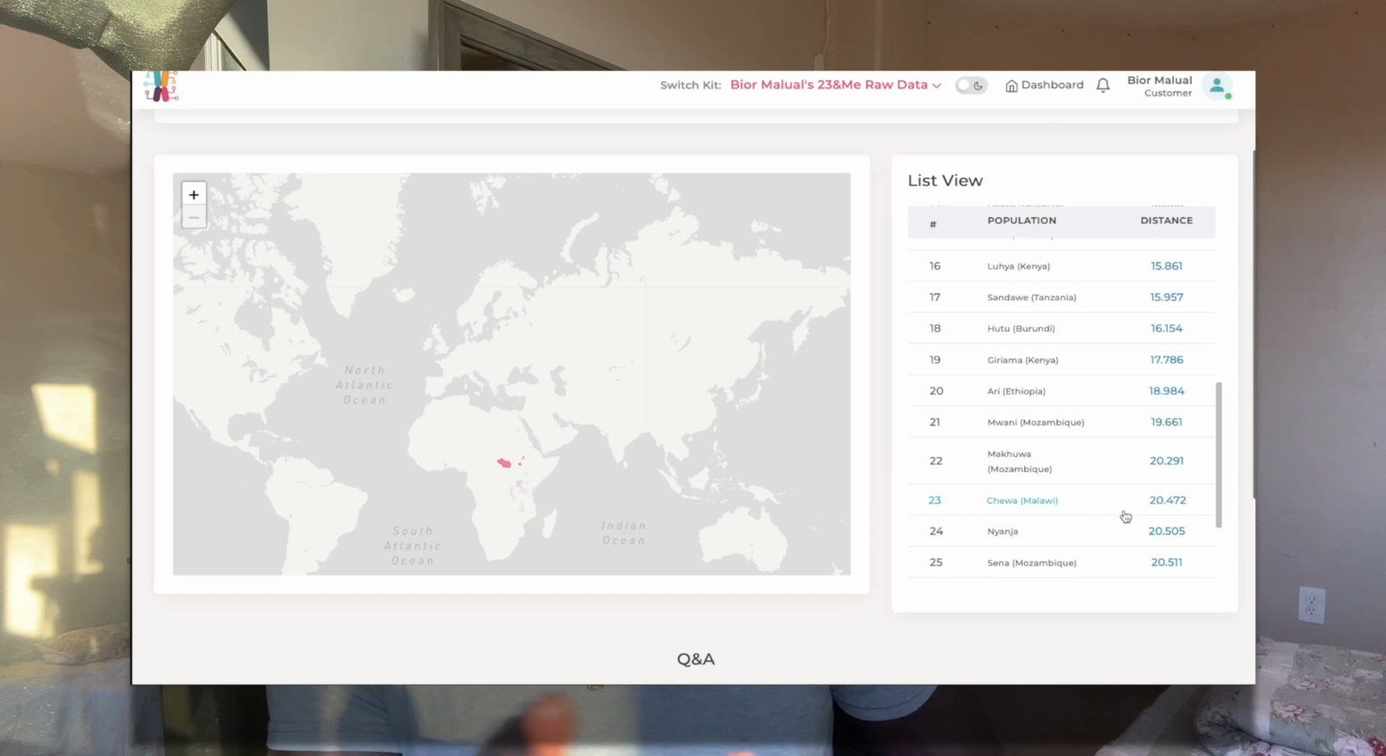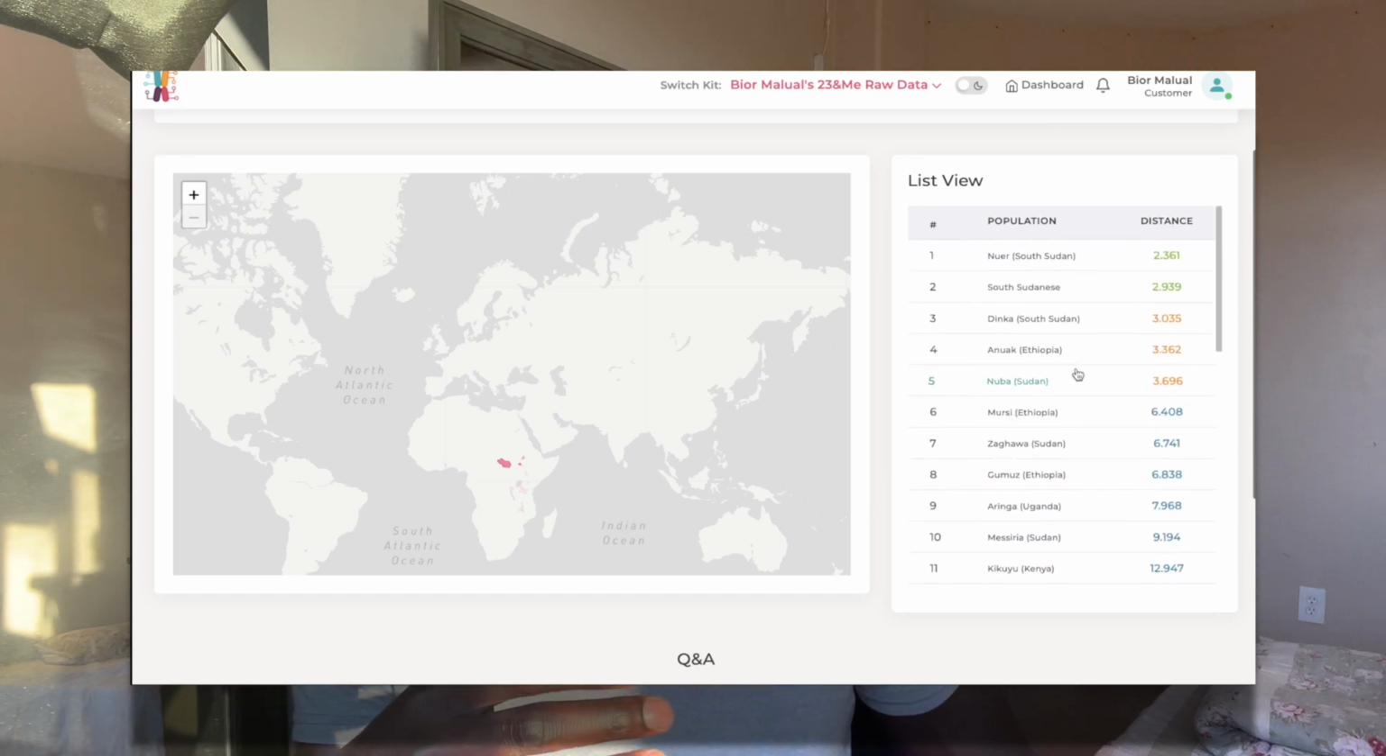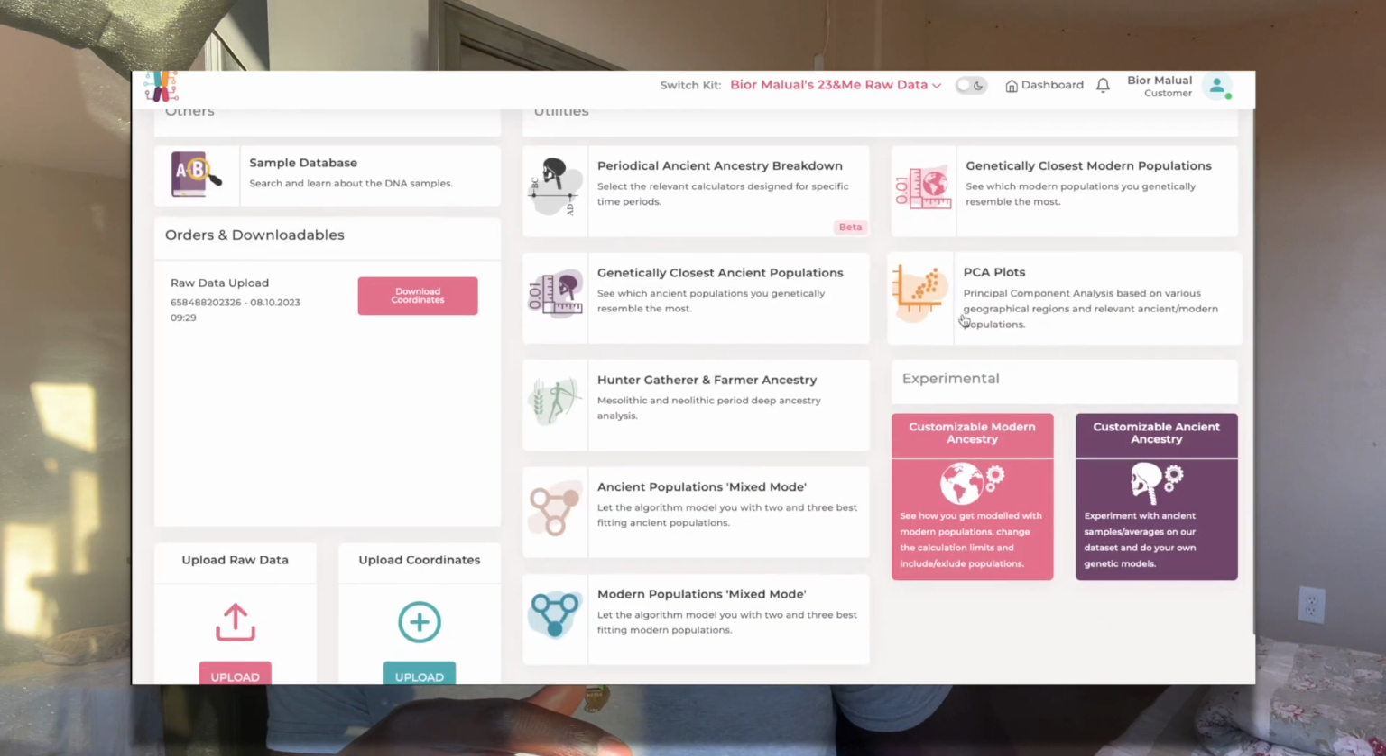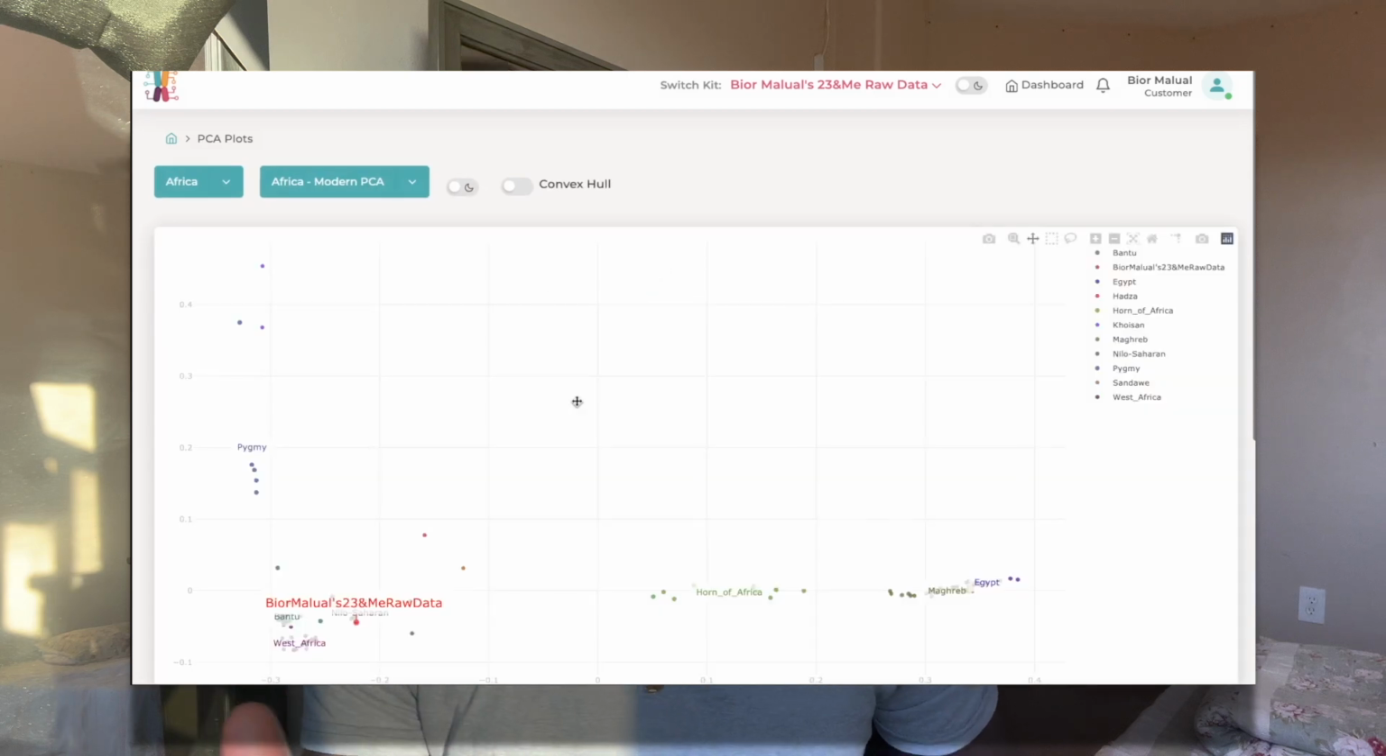An ethnic group can be Nilotic, but since they mix with Cushitics, they're going to be genetically farther away from me because they have so much more Eurasian. And then a Bantu, for example, is going to be close to me, but we don't actually share any common ancestor more recently, versus me compared to maybe a Cushitic. So that's the genetically closest modern populations.